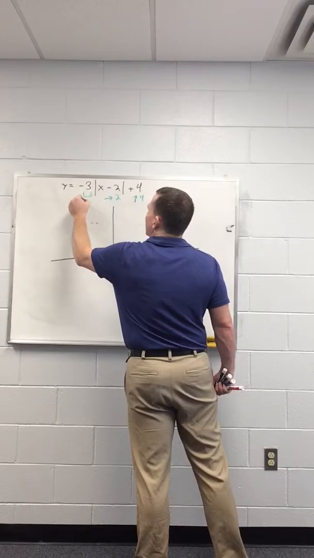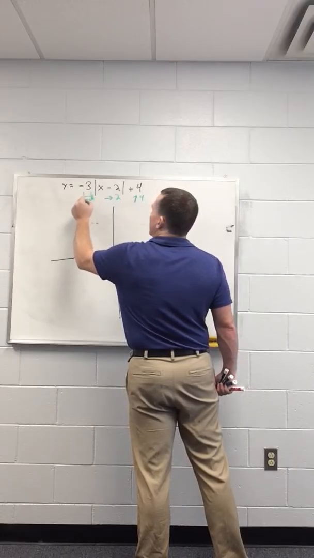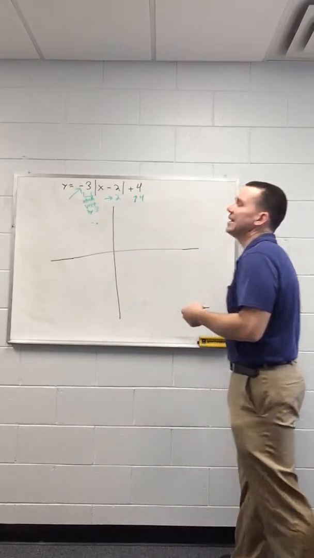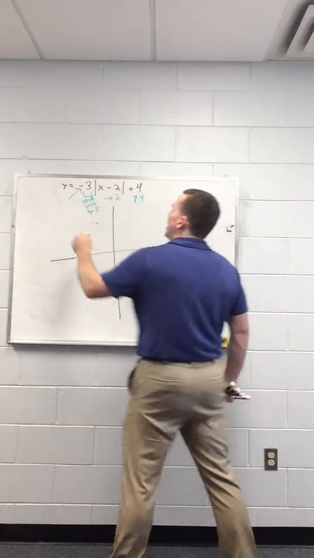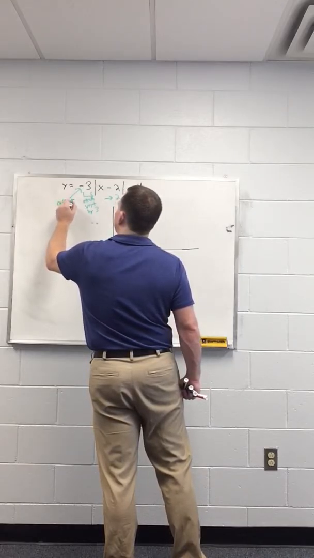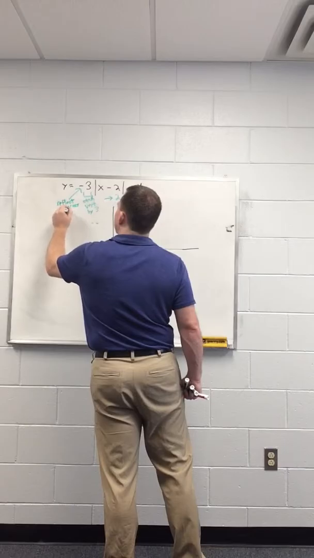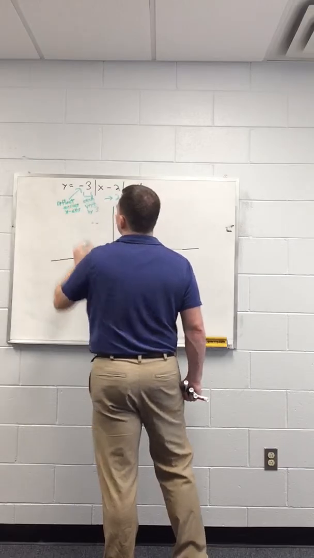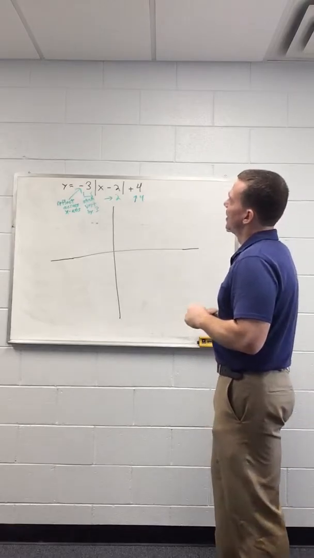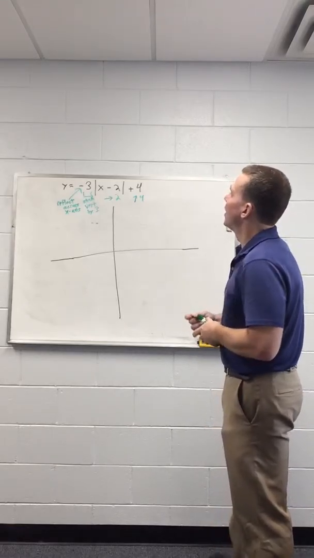The 3 will stretch vertically by 3. And keep in mind, the negative is also a transformation. That will reflect me across the x-axis. It's a vertical reflection which goes across the x-axis. So now put all this together.